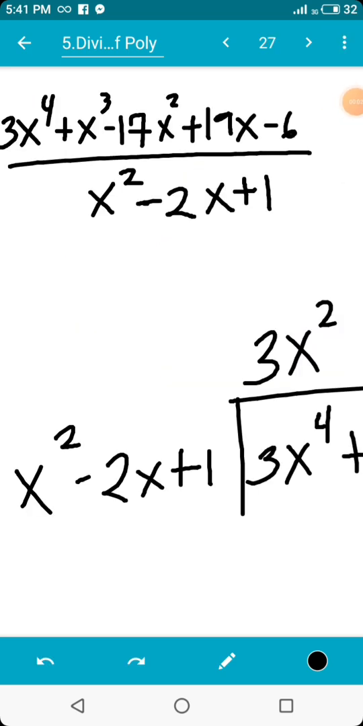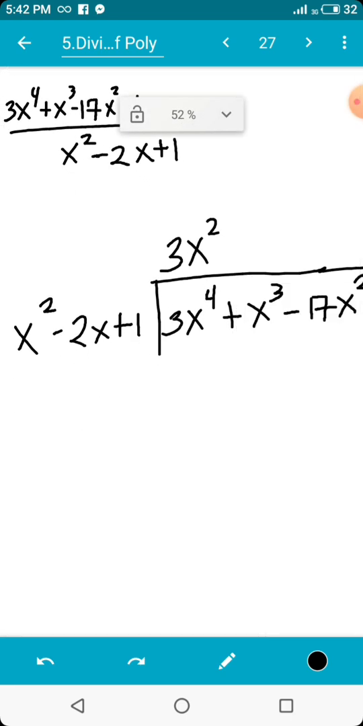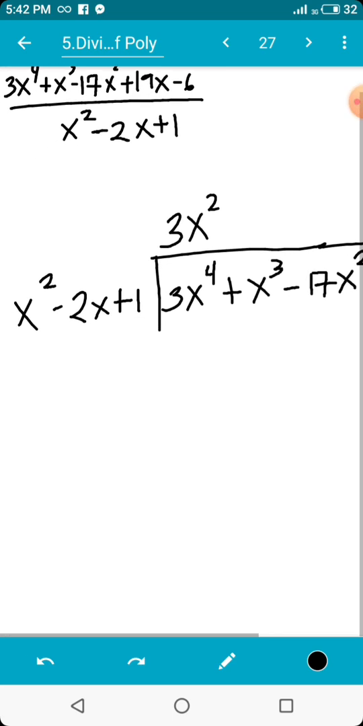Okay, so we have here 3x raised to 4 plus x cubed minus 17x squared plus 19x minus 6. So, yung polynomial natin na yan, i-divide natin sa trinomial na x squared minus 2x plus 1. So, gagamitin muna natin yung long division. Okay, so sinulat ko na dito.